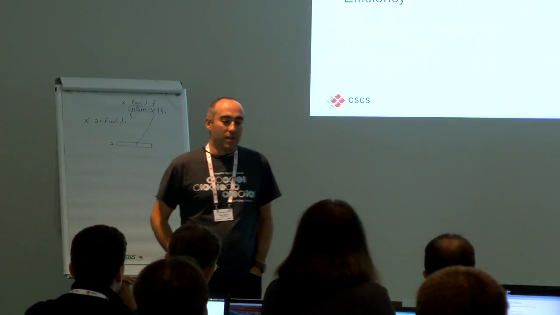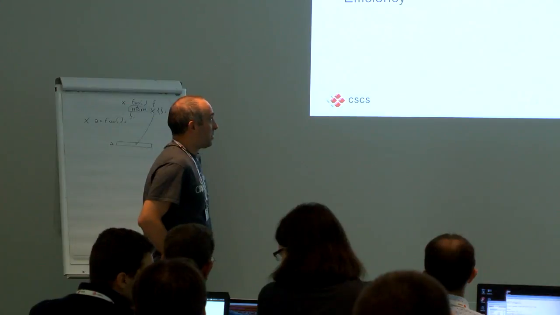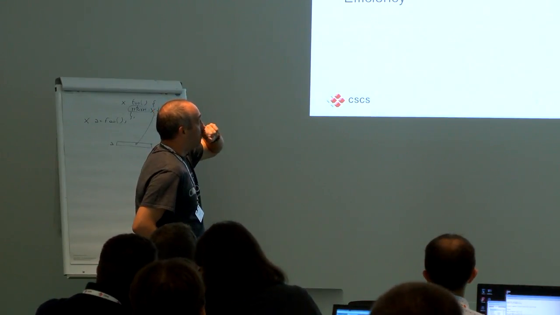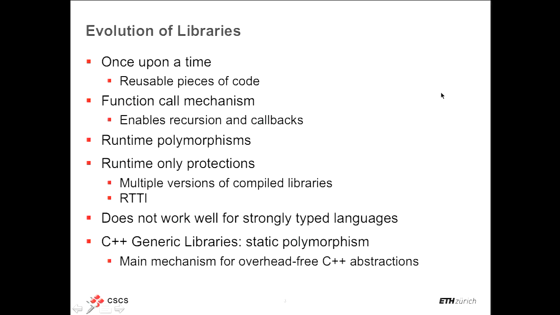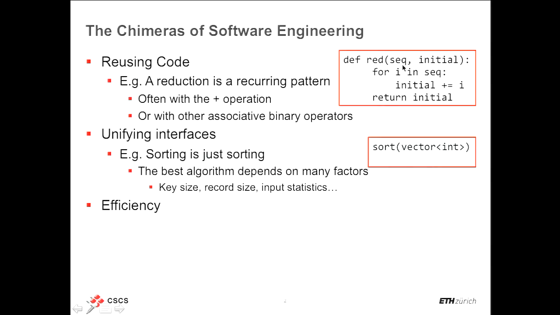So unifying interfaces is one, and the other one is reusing code. Let's look at that Python function there. It's implementing a reduction. A reduction is a common pattern: you go through the elements of a sequence and collect, for instance, a sum of these elements. So here you get a reduction with the sum. I'm passing a sequence and an initial value, I accumulate the elements of the sequence over this initial value, and I return that value back.